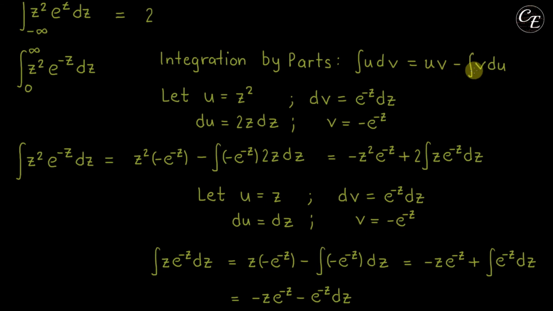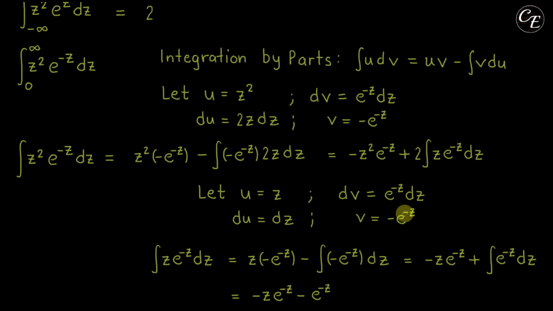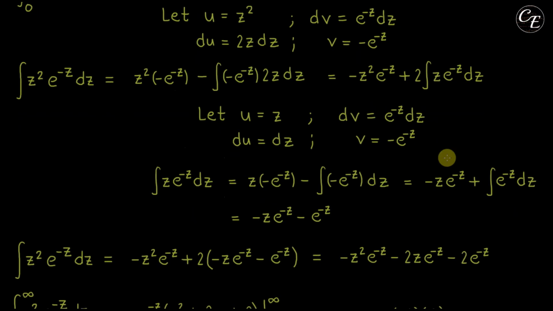Then minus integral of v du. For v, we have this one, negative of e raised to negative z in here. Then du will be this one, dz, which is in here. Then we can put this negative to the left side, which is this one. Then minus and negative is plus. Then for the integral of e raised to negative z dz, we have just negative of e raised to negative z without this dz. Then let us substitute this in here, so we'll get this one in here, then plus 2 times this one, which is this one in here.